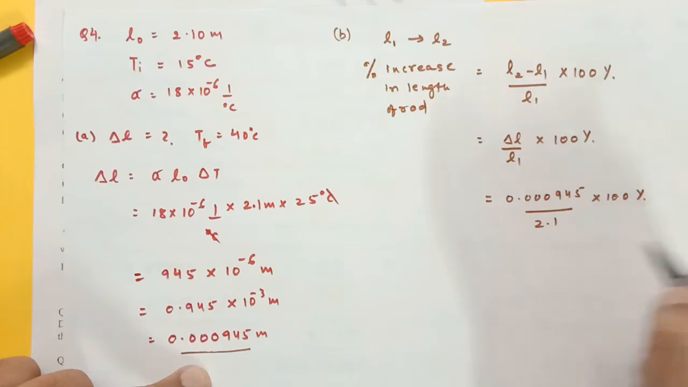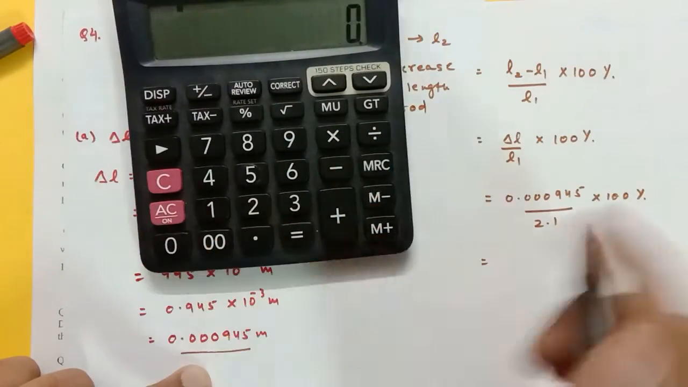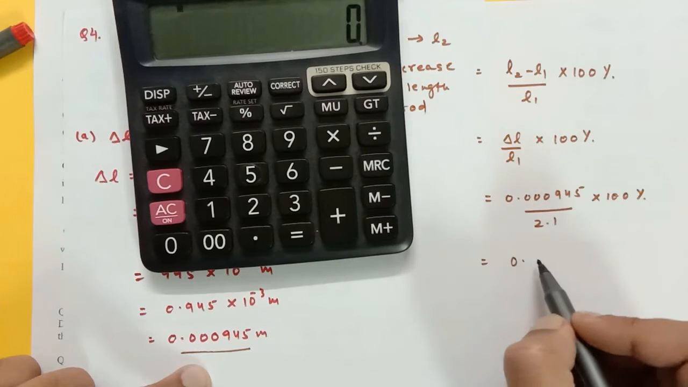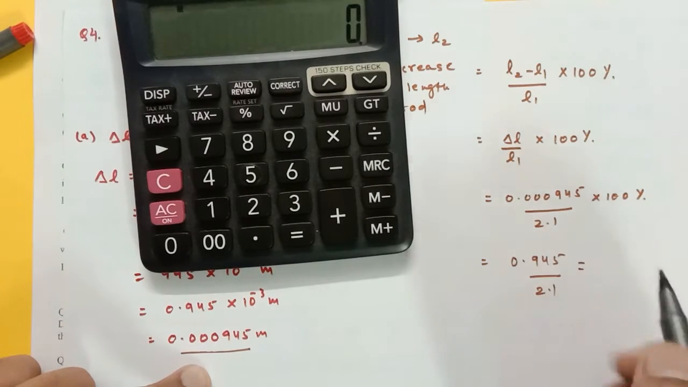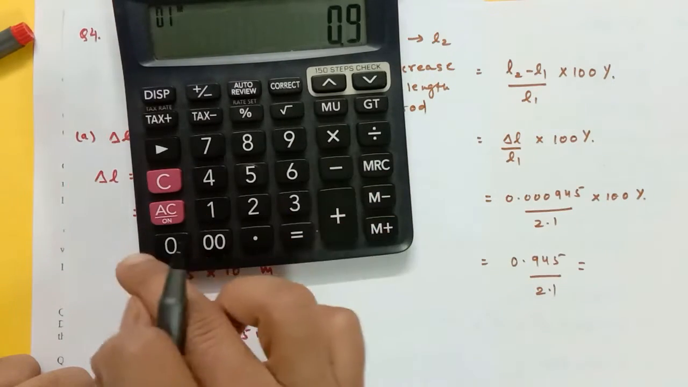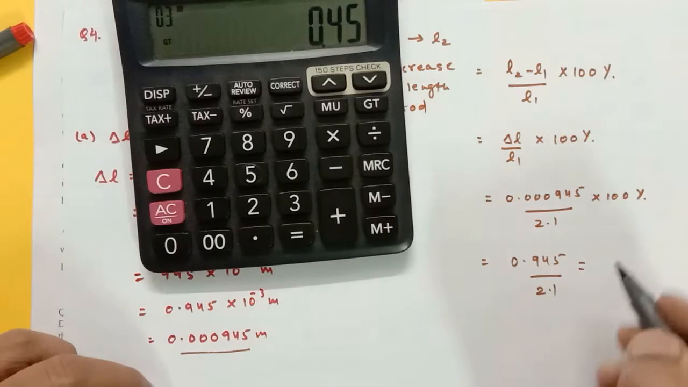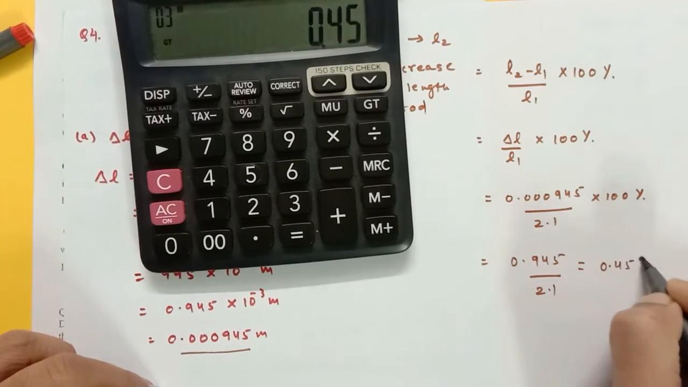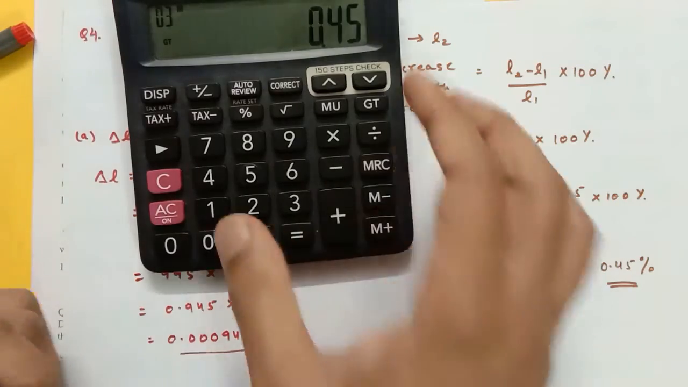Multiply by 100%. So if I multiply, this would be 2 zeros on this side, so 0.0945 upon 2.1, that is equal to, so that means 0.945 divided by 2.1 is 0.45%, right? So 0.45% is the increase in the length percentage wise, correct?